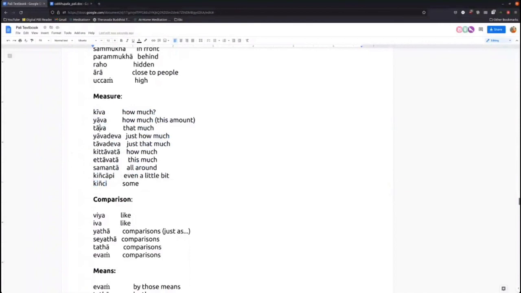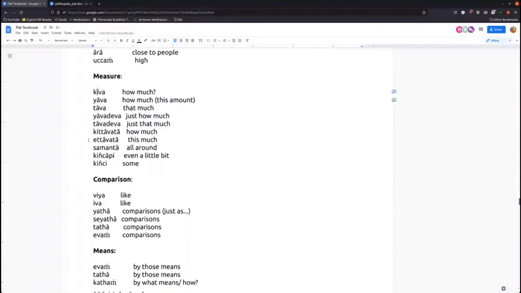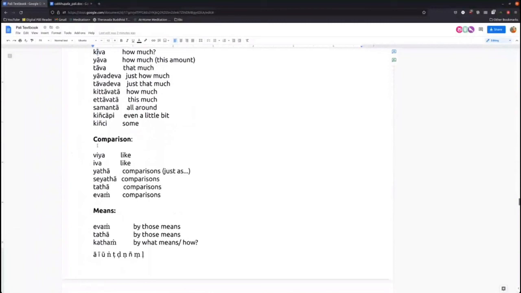Yawa and Taba, this is the YT system. So how much you do this, that much you will get the reward, kind of thing. You will say like that. Kiwa is the K form. So this is KYT right here. But it becomes Kiwa. There's lots like that. This isn't all of them. Some of them are down here.